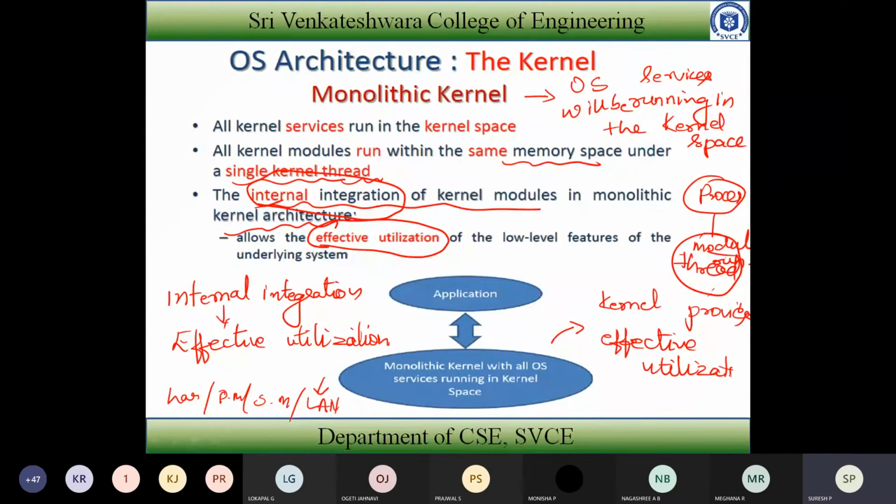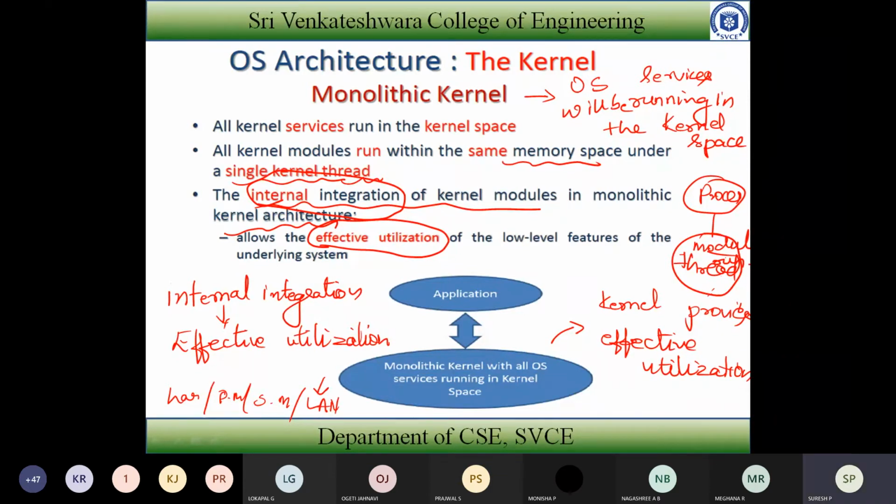So when we talk about the monolithic kernel, all your kernel services will be running in a single kernel space. So all your OS services, what we have discussed, like file management, process management, memory management, IO management, interrupt handling, all these managements will be running in a single kernel space only, when you are using your monolithic kernel.